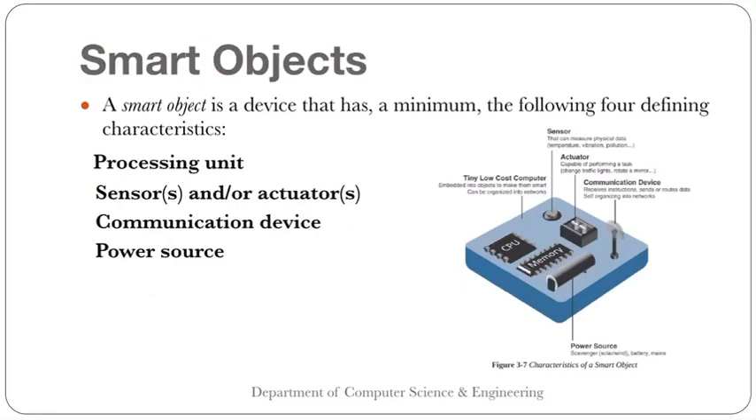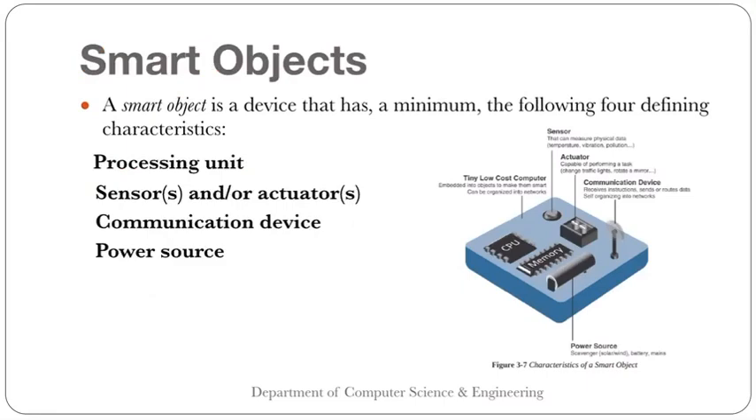Then we have sensors that can measure physical data like temperature, vibrations, pollution, anything. Actuators are capable of performing a task, like change the traffic light, rotate the mirror, anything. Then communication devices. Communication devices receive instructions, send or route the data. They are receiving information through that communication device, or sending information from one device to another, or self organizing into the network. They keep that particular object connected into the network, so that is very important.